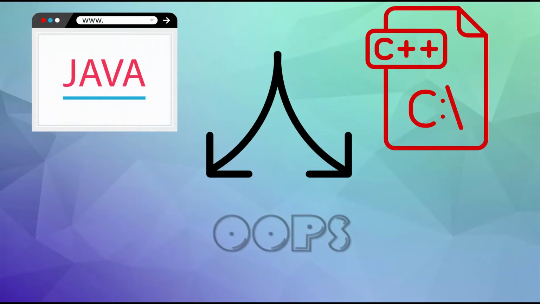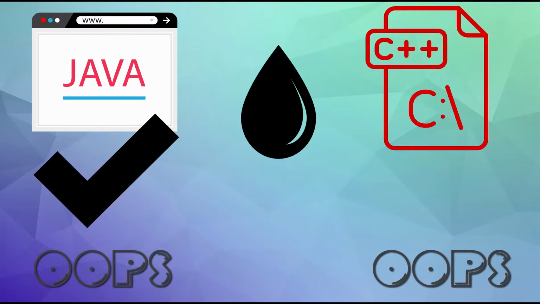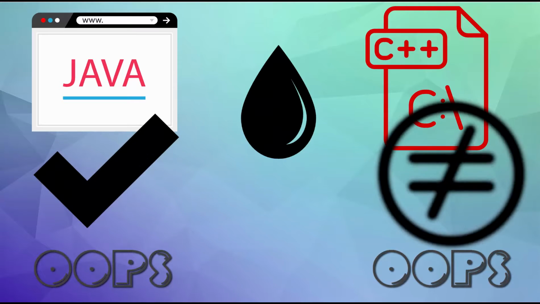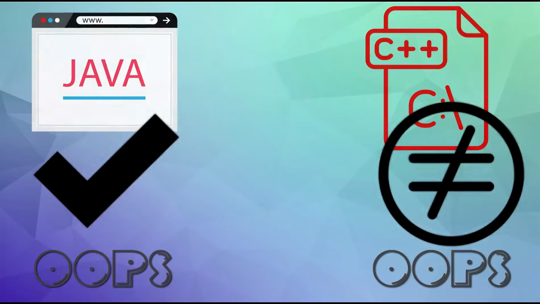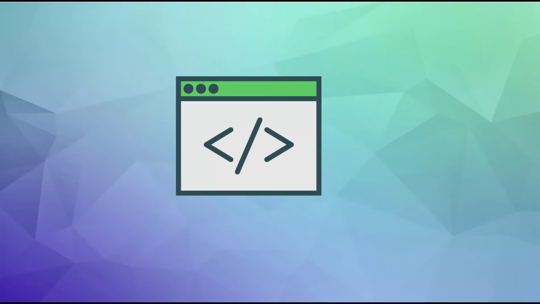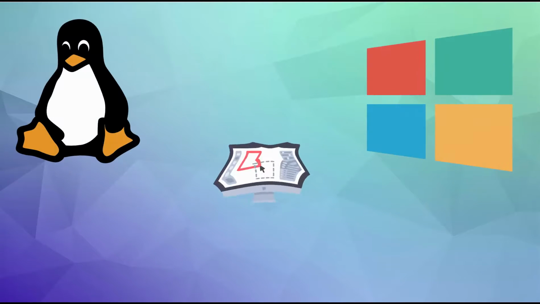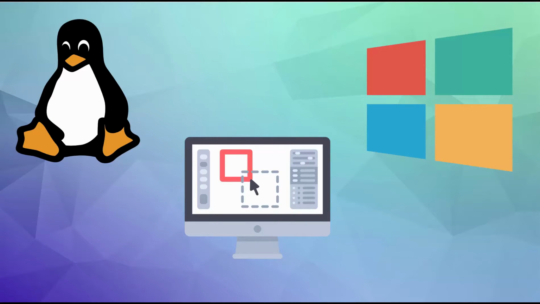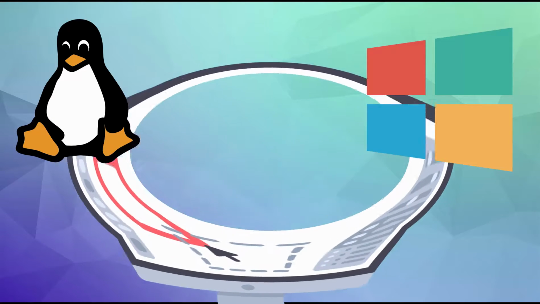Both C++ and Java follow the concept of OOPS, but the main difference between C++ and Java is that Java is a purely object-oriented programming language, while C++ is not a purely object-oriented programming language. So, what is C? C is a procedural-oriented programming language, which is mainly used for system programming, like operating systems, compiler development, and many things. It includes low-level access to the memory.